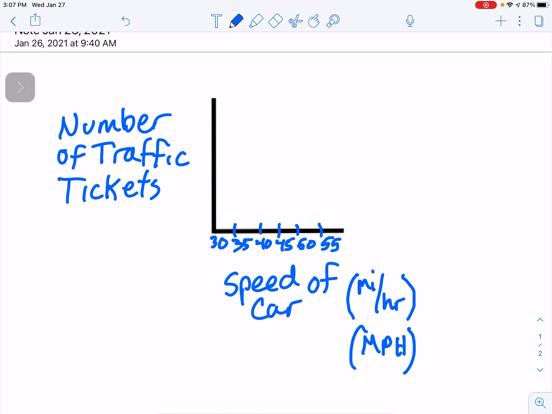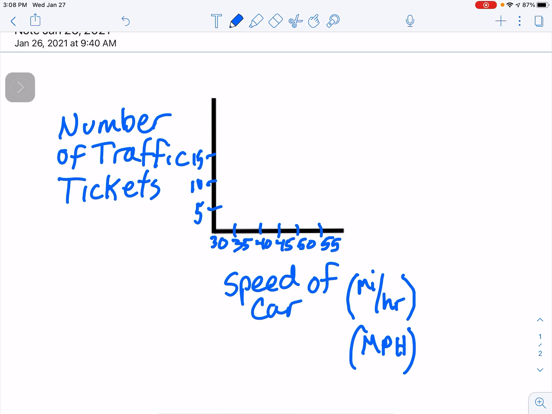You choose your starting number based on the experiment itself, and then you go up by an equal number of units per box. For number of traffic tickets, maybe it just goes up by ones, 1, 2, 3, or something like that. Or maybe you want to go up by 5s. Maybe it's 5, 10, 15. We don't know. It just depends on how many traffic tickets somebody got. But that's how you would set up this graph.